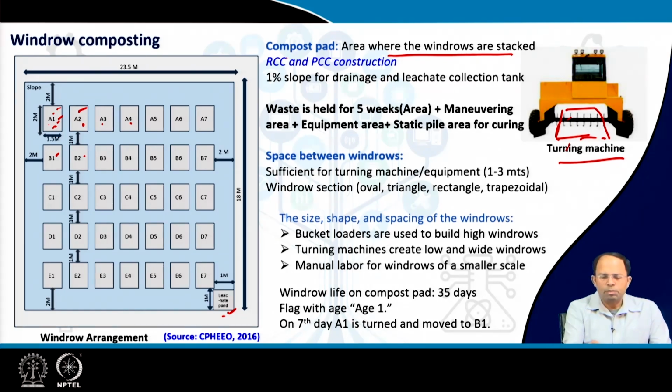This particular compost pad is made of RCC and PCC construction, reinforced cement concrete and plain cement concrete. Why? Because this is the area where all these machines will operate. The garbage is there to decompose, so we should not allow it to mix with soil and so on, right? And it has to be cleaned at certain intervals. So this entire pad is given a 1% slope, which helps in drainage through, of course, some drains.